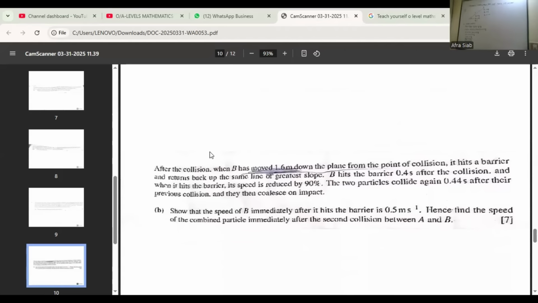After this collision, when B has moved 1.6 meter down the plane from the point of collision, it hits the barrier and rebounds back along the same line of greatest slope. B hits the barrier 0.4 seconds after the collision, and when it hits the barrier, its speed is reduced to 90% of this. The two particles collide again 0.44 seconds after their previous collision, and now they coalesce on impact. Show that the speed of the particle B immediately after it hits the barrier is 0.5 meters per second. Hence, find the speed of this combined particle immediately after the second collision between A and B there.